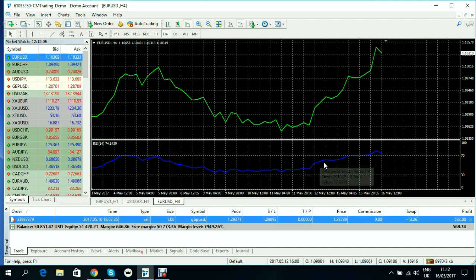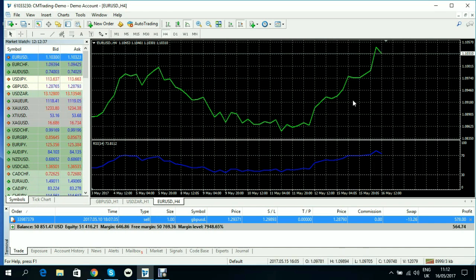And as you can see here, now the RSI is trying to come down because it's overbought, and the next move that it can make is to come down. And you can see as it's performing here, the trend is also doing the same thing.